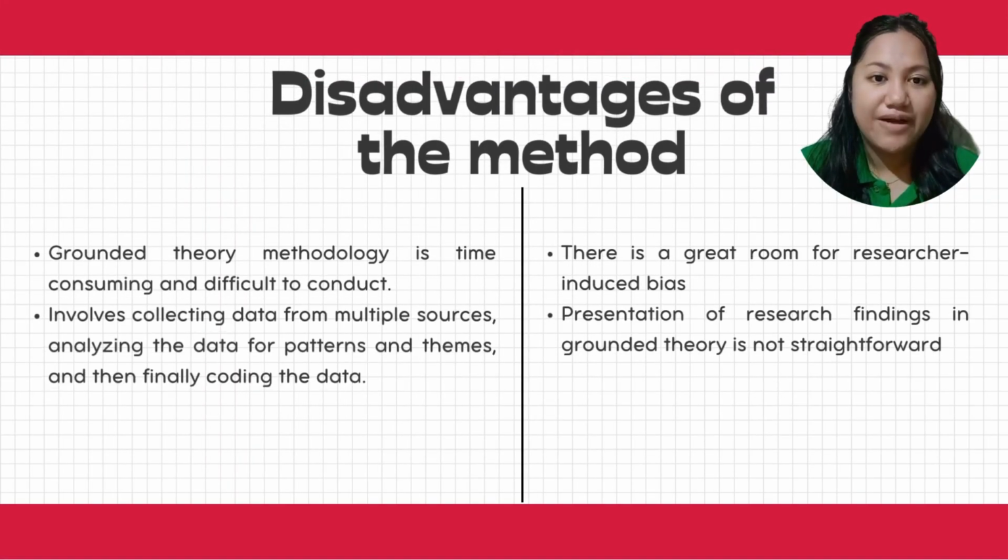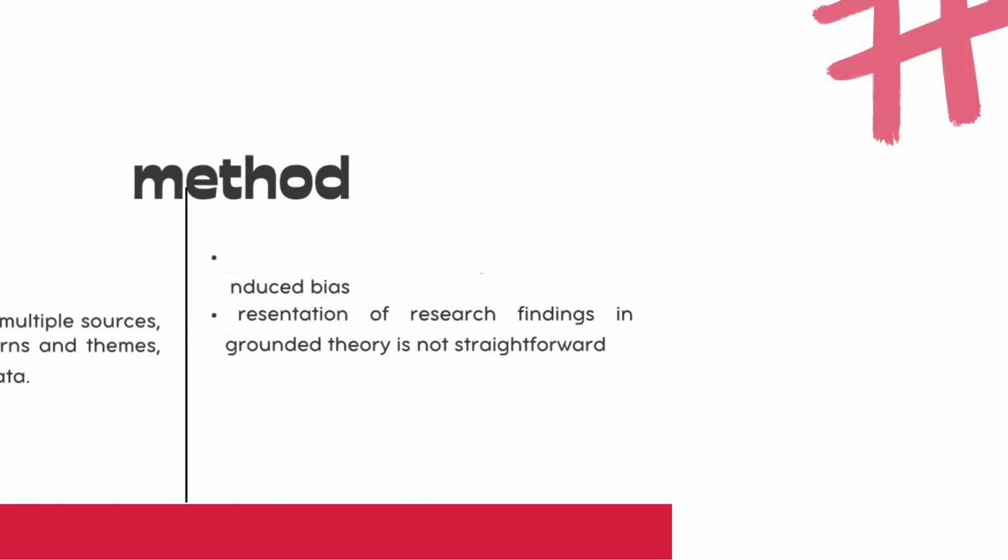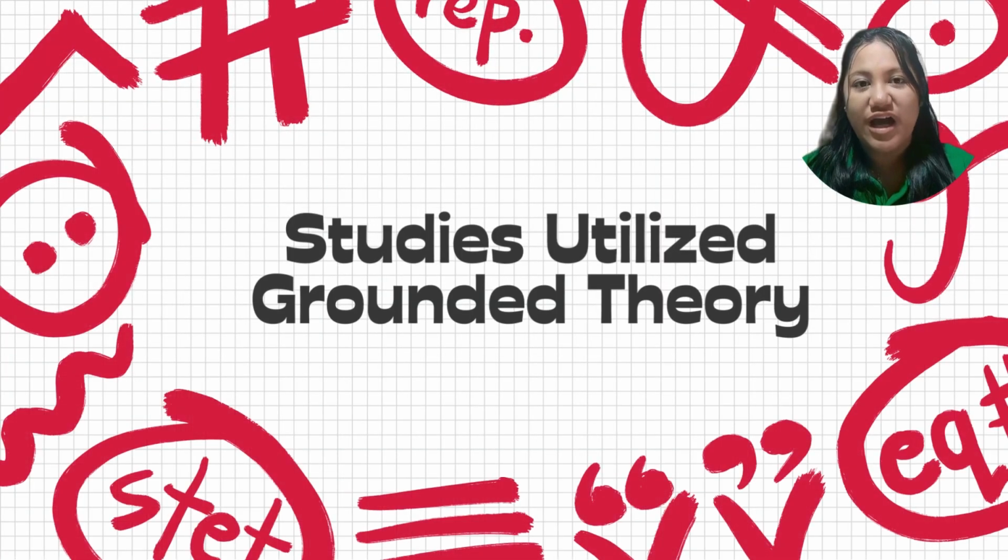Next are the disadvantages of grounded theory, also listed here in our presentation. It states that grounded theory is really time consuming to carry out and often very complicated. There is also a threat of bias in the researcher, and drawing conclusions together is not as automatic as it might be in some other approaches. Now we will show you the studies we have gathered that we think utilize grounded theory.